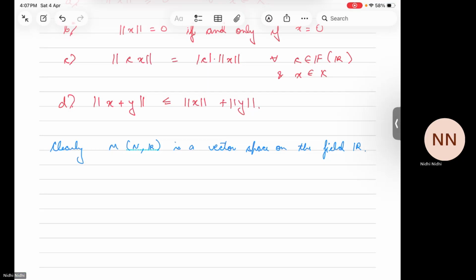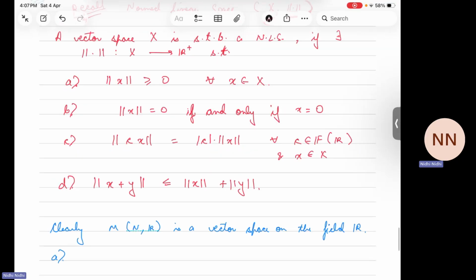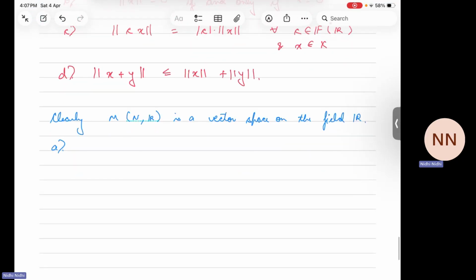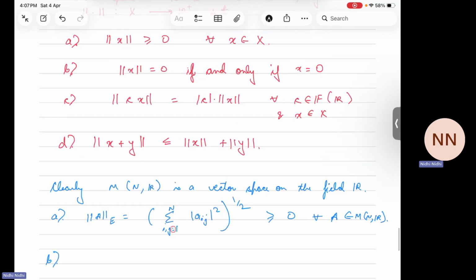Then we start with the first property. We want this to be positive. So how is it defined? The norm of A is equal to the summation over i, j from 1 to n of mod a_ij squared, to the power 1 by 2. This is obviously always positive because modulus is positive, square is positive. We are just taking the root, and the root function is also positive. So this is greater than or equal to 0 for every A in M_n(R). So the first property holds.